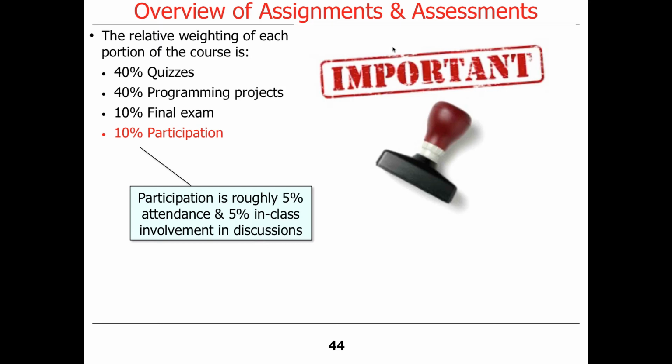So participation is roughly 5% attendance. And it's usually easy to tell who doesn't show up, because people who don't show up tend to show up for quizzes, but then they don't show up the next class. So I end up with a quiz and I'm like, so-and-so hasn't been here for 3 or 4 classes. They're not here. So it's easy to tell who's not showing up. So showing up is part of it. And then the second part is being involved and participating.